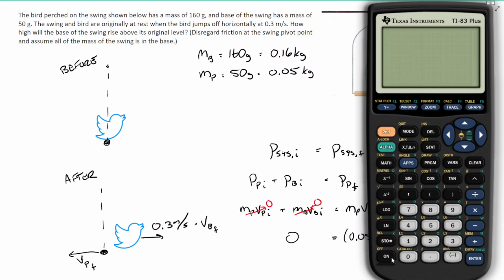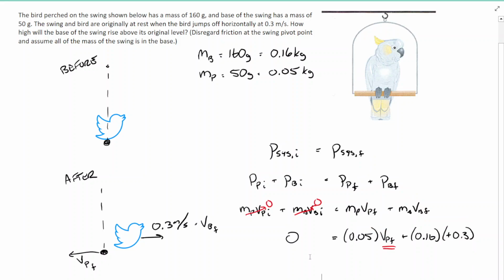0.16 times 0.3. This is going to be the momentum of the bird after the collision, which is 0.48. So get back into black here. This is plus 0.048.